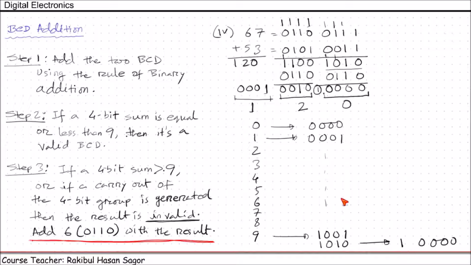So that's why, in order to skip those 6 steps, we need to add 6. Whenever we get an invalid BCD that is valid in binary, we need to skip 6 steps in order to get the next carry 1 and the corresponding BCD value. That is why we always add 6 with invalid BCD numbers. We will continue in the next lecture. Thank you.